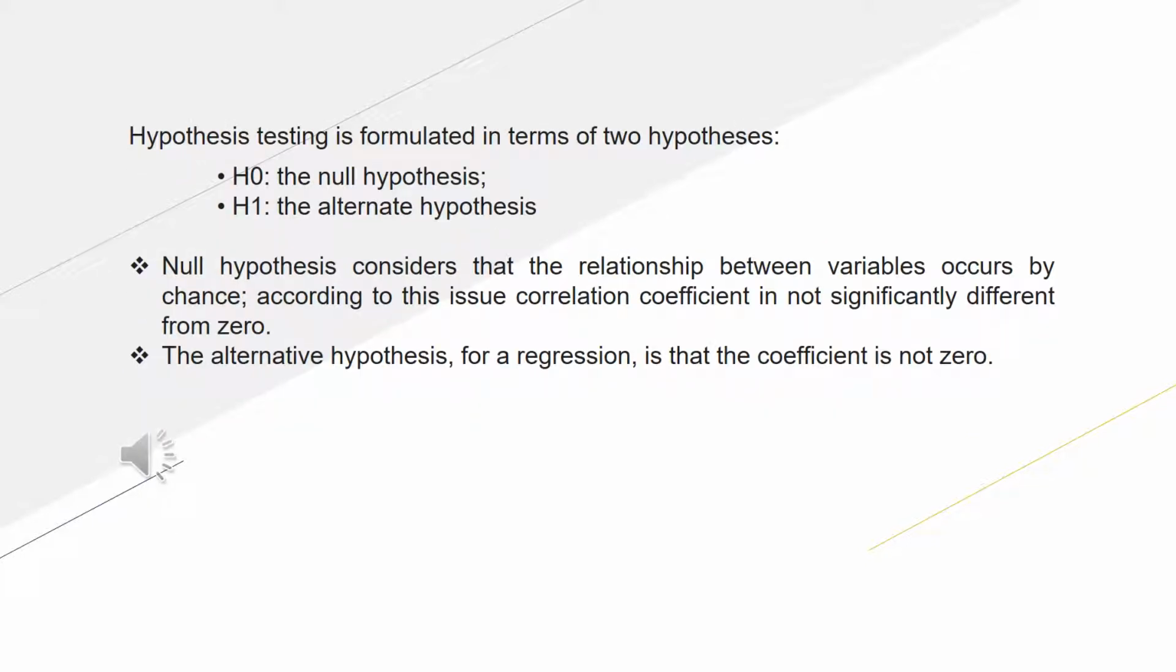Hypothesis testing is formulated in terms of two hypotheses. H0, the null hypothesis, and H1, the alternate hypothesis. The null hypothesis considers that the relationship between variables occurs by chance. According to this, the correlation coefficient is not significantly different from zero. The alternative hypothesis for a relation is that the coefficient is non-zero.